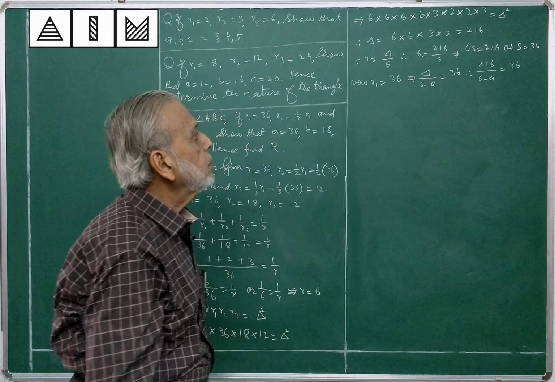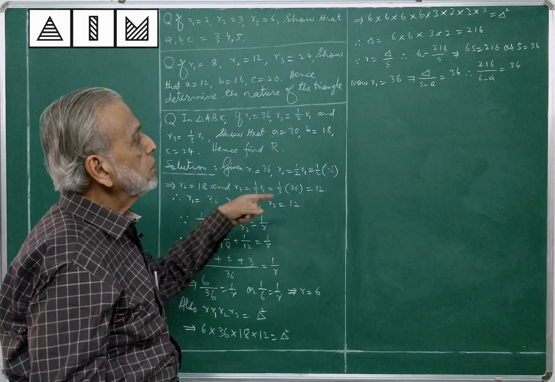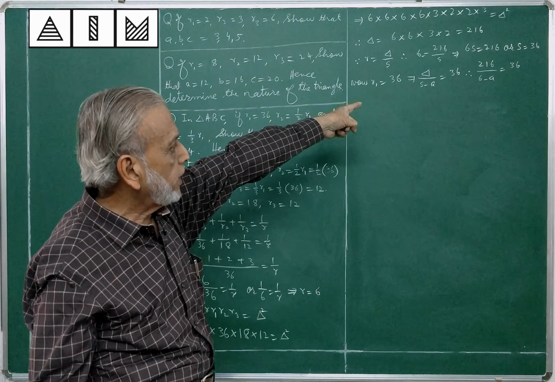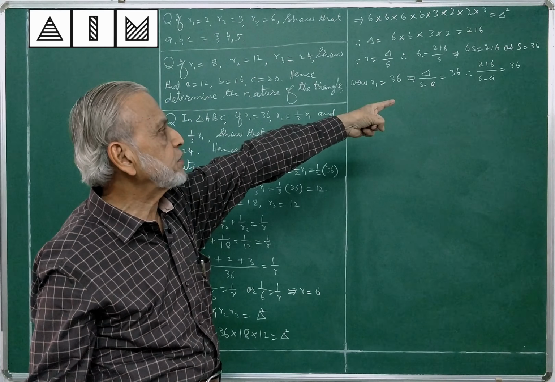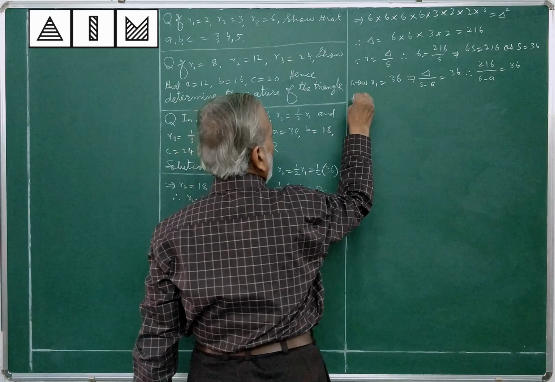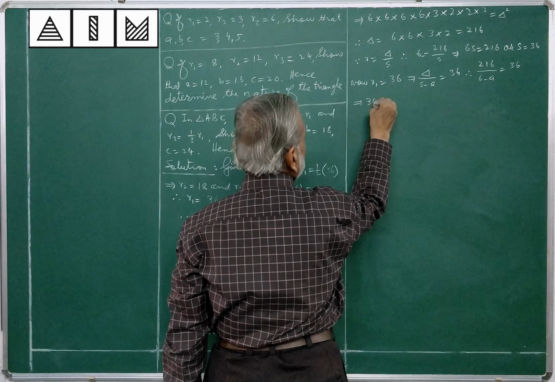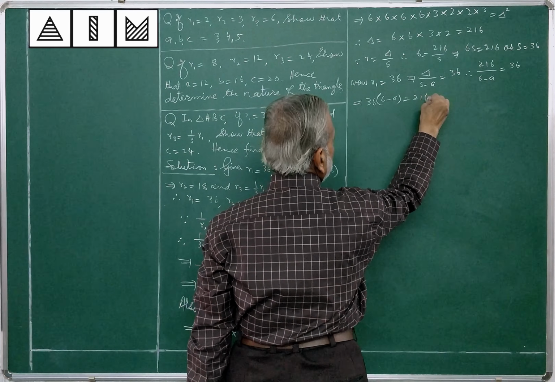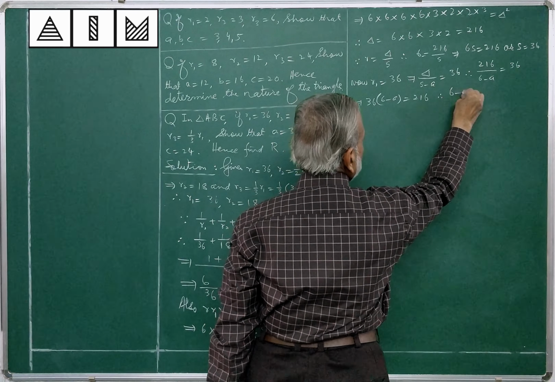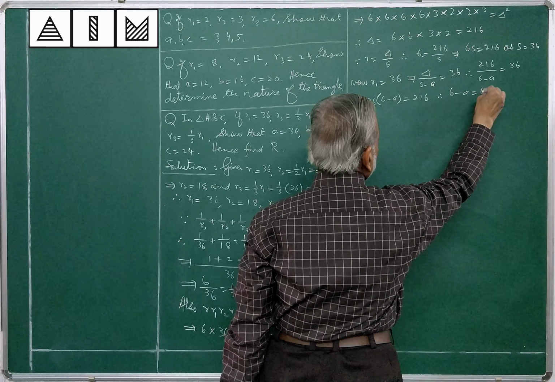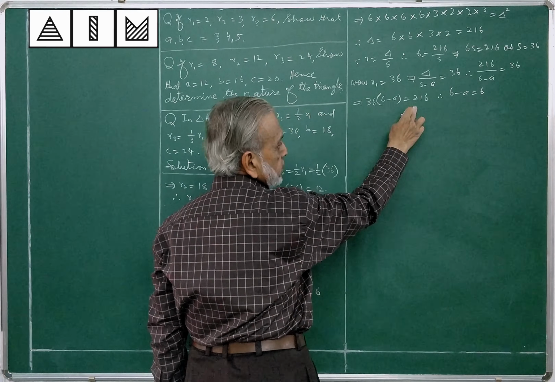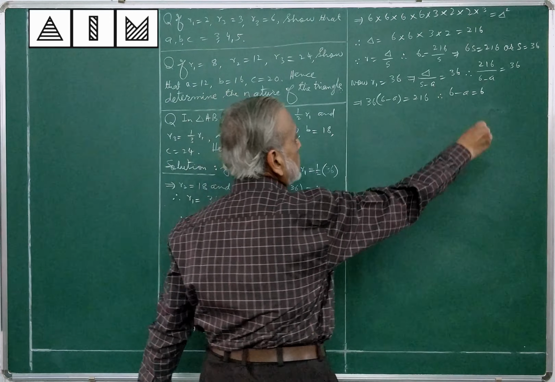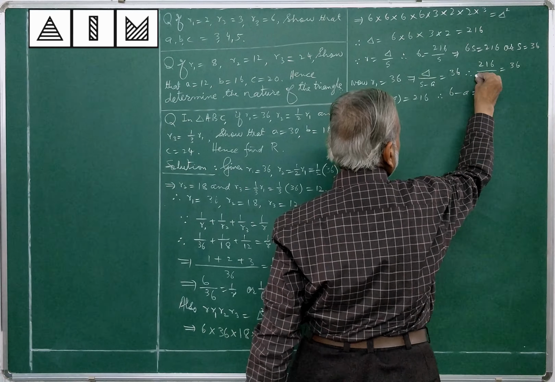Check up the work. R1 is equal to 36. R1 is delta by S minus A, substituted for delta and S. 216 by 6 minus A is equal to 36, or 36 into 6 minus A is equal to 216. Therefore, 6 minus A is equal to 6. See here, 36 6 times. 36 into 6 minus A, this is 216 by 36 here.